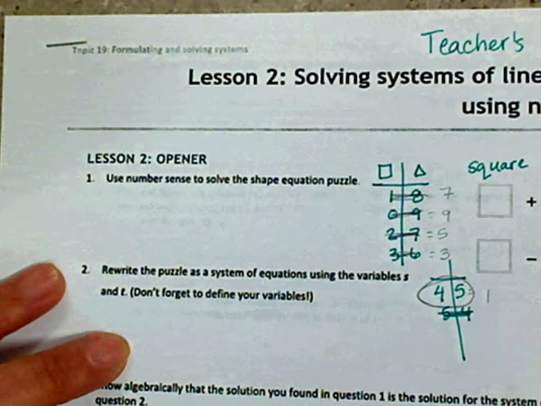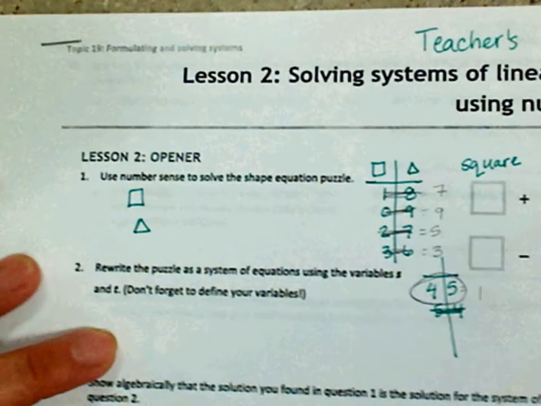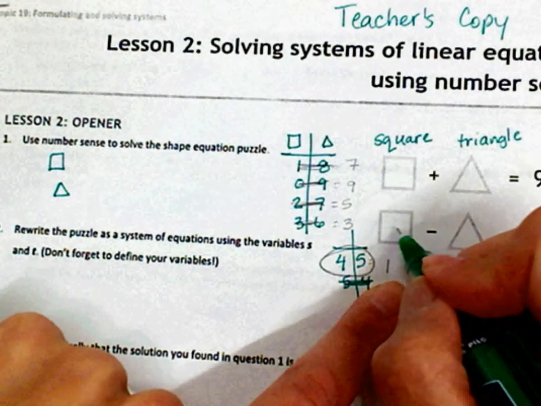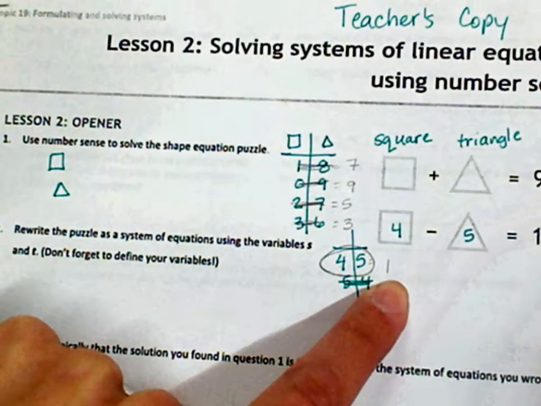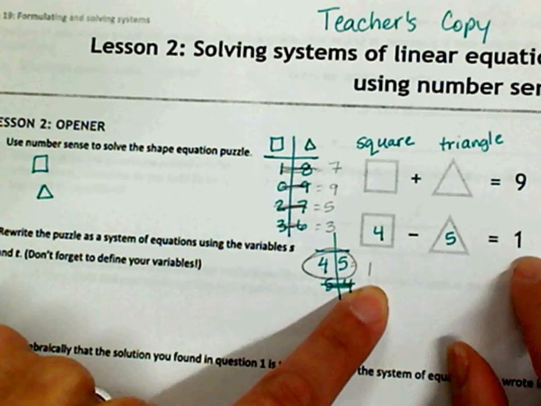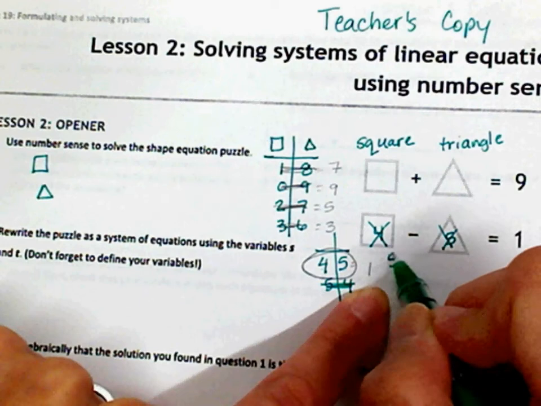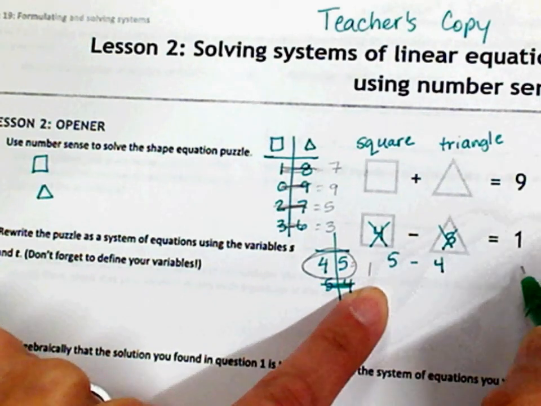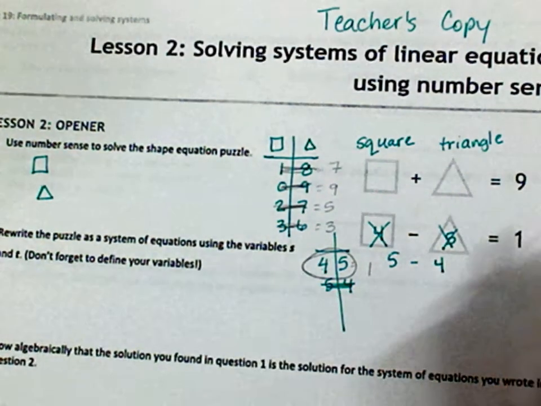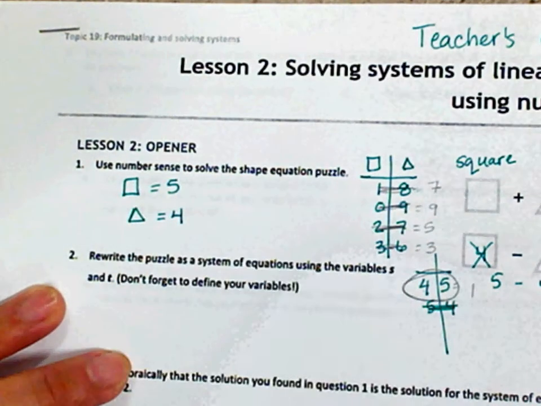Okay, so let's take a look. If I did 4 here and 5 here, 4 minus 5 is negative 1. Do you see how that doesn't work? So that's a no. But what if you did 5 minus 4? Does that equal 1? Yes. So your square is going to be a 5, and your triangle is going to be a 4.